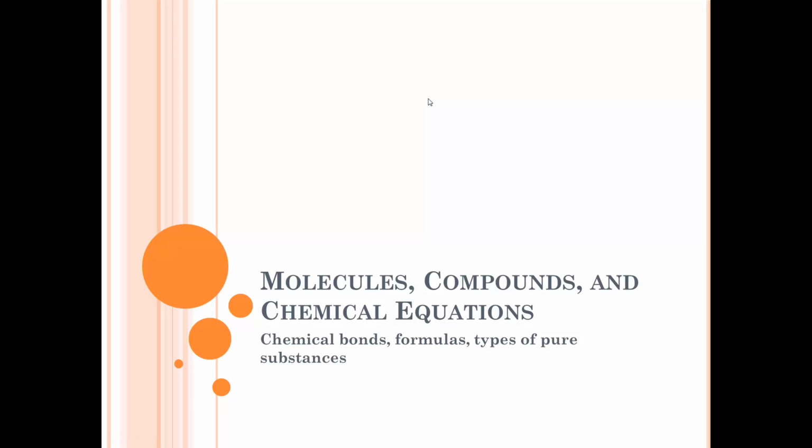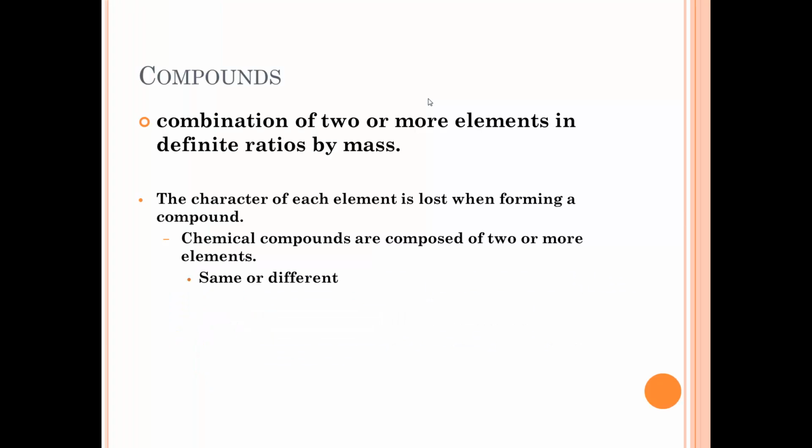This tutorial will be discussing chemical bonds, formulas, and types of pure substances. A compound is a combination of two or more elements in definite ratios by mass. The character of each element is actually lost when forming the compound, so what it behaves like as an element is not how it's going to behave as a compound.